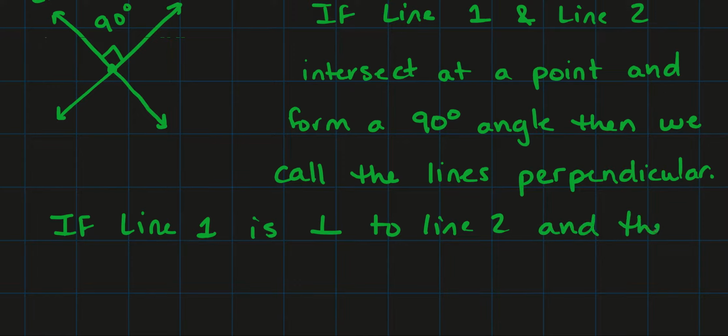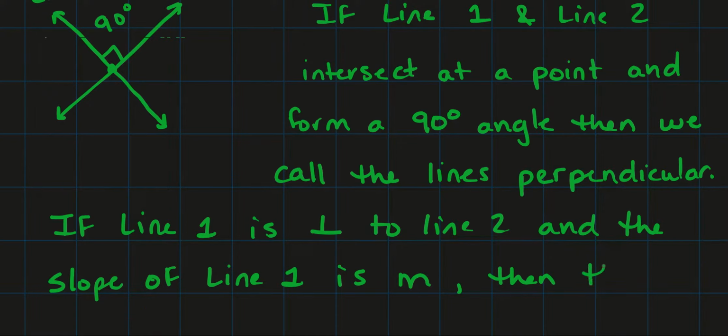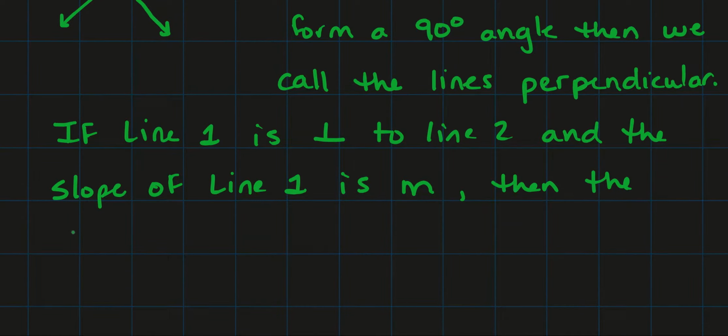and the slope of line 1 is equal to m, then the slope of line 2 is equal to -1 over m. So what you do is you find the reciprocal of the slope and multiply it by a negative. So if the slope of line 1 is 3 over 5, then the slope of line 2 is going to be 5 over 3 multiplied by a negative, so it's -5 over 3.